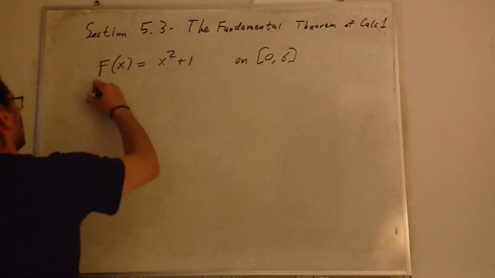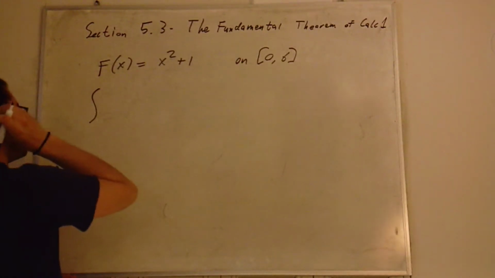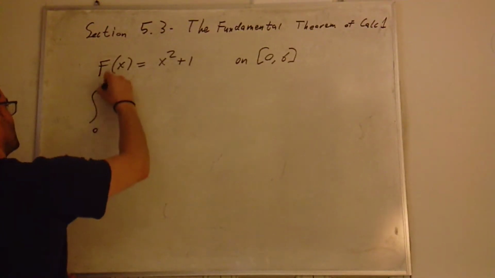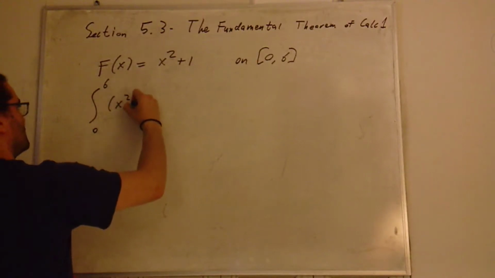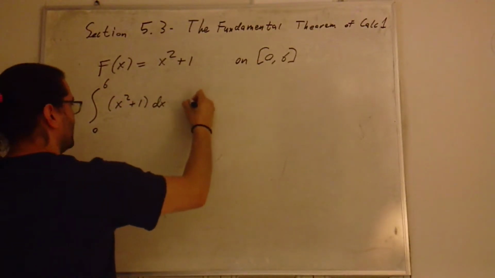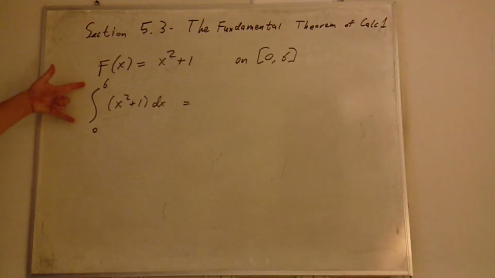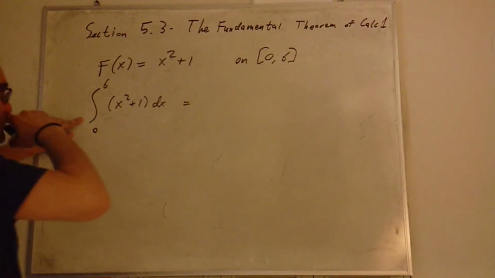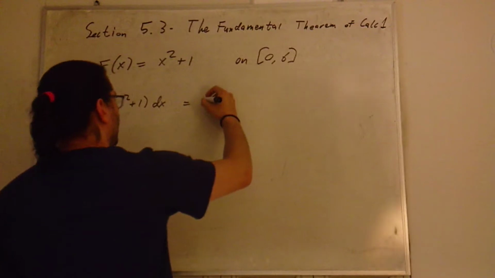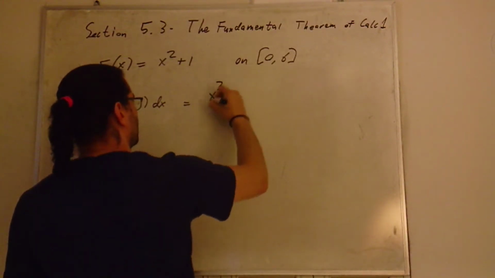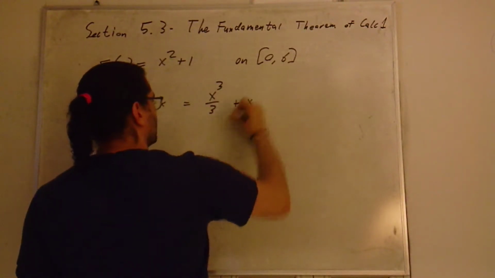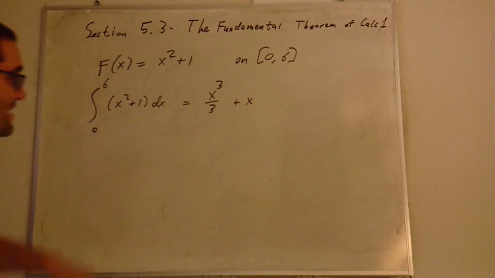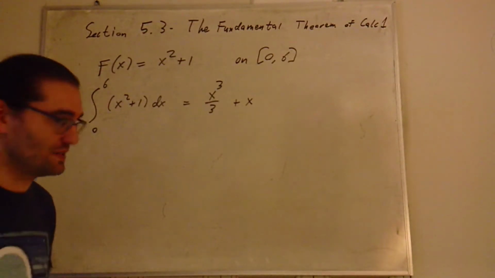The exact area under this curve, also known as the definite integral from 0 to 6 of x squared plus 1 dx. This is the notation for the exact area under the curve. It's no coincidence that it uses the same symbol as an antiderivative, because we're going to do this by finding an antiderivative, which should be x cubed over 3 plus x. This is the antiderivative. I'm not worried about the c.